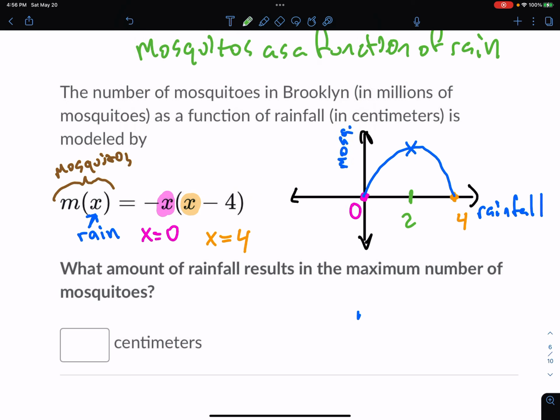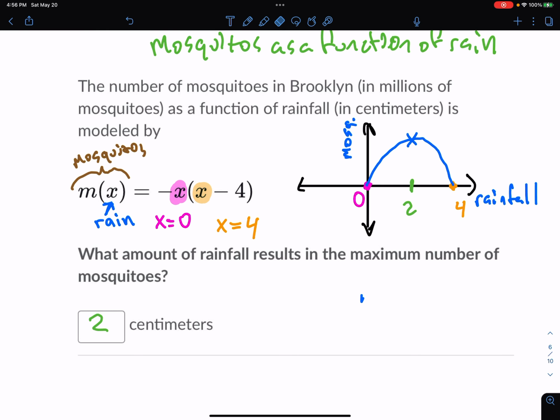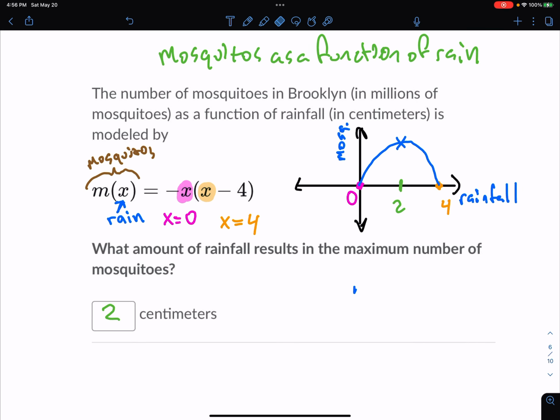But if they said how many mosquitoes were there, what was the maximum number of mosquitoes, you'd want to plug 2 in for your x's. And then you get 2 minus 4 is negative 2. And then you multiply that times -2, it looks like there'd be like 4 million mosquitoes at the max. But they didn't ask us to plug it in. They didn't say how many mosquitoes were there. They said how much rainfall needs to rain before we hit our maximum, as in that x value of our vertex.